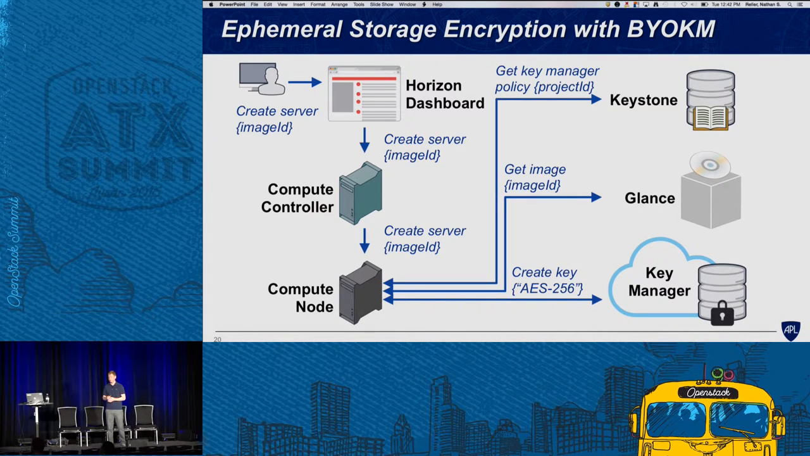So now we're at the compute node. It says, okay, I need to create a new VM with an encrypted ephemeral disk. The first thing it's gonna do is go to some centralized policy holder and say, what's the policy for this particular project? Basically, what type of key manager should be used for this, and where does it live?